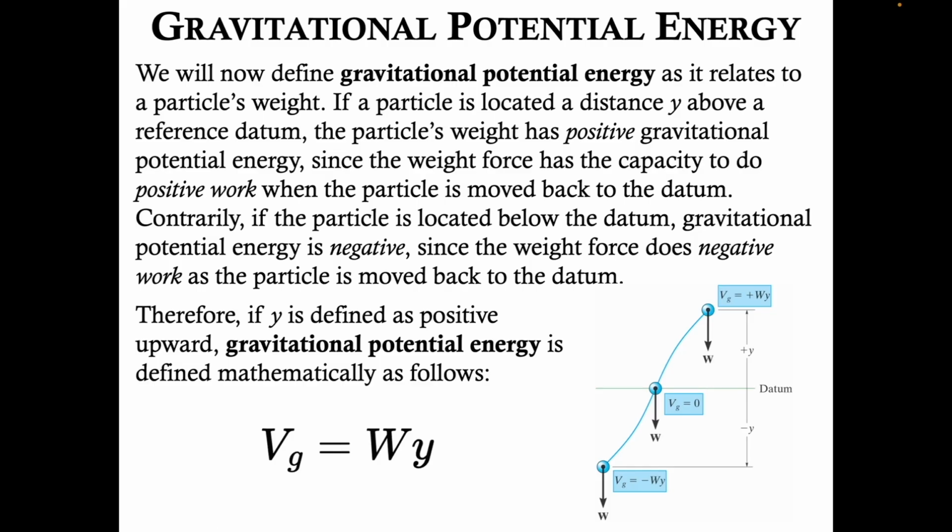Contrarily, if the particle is located below the datum, such as right here, gravitational potential energy is negative, since the weight force does negative work as the particle is moved back to the datum. Therefore, if y is defined as positive upward, then gravitational potential energy is defined mathematically as follows, where we have V sub g equals W times y.